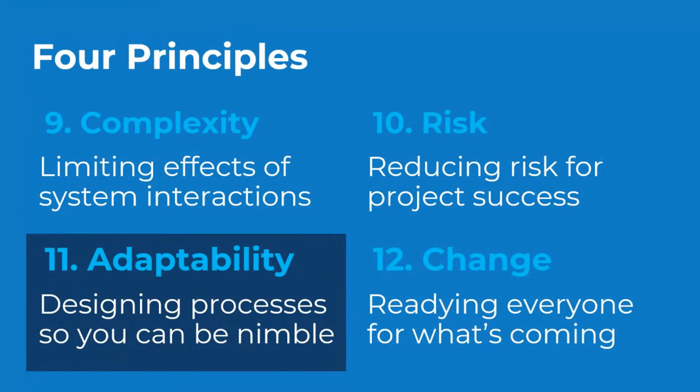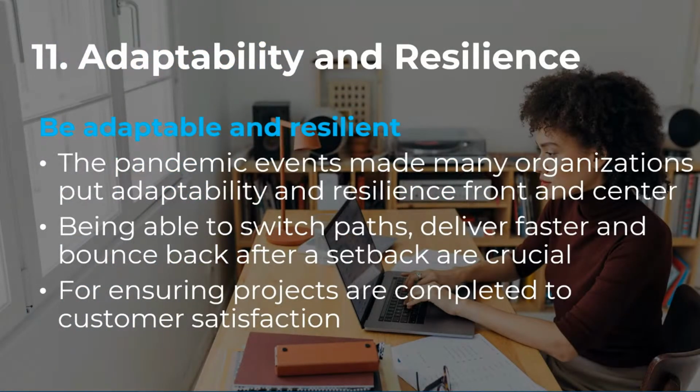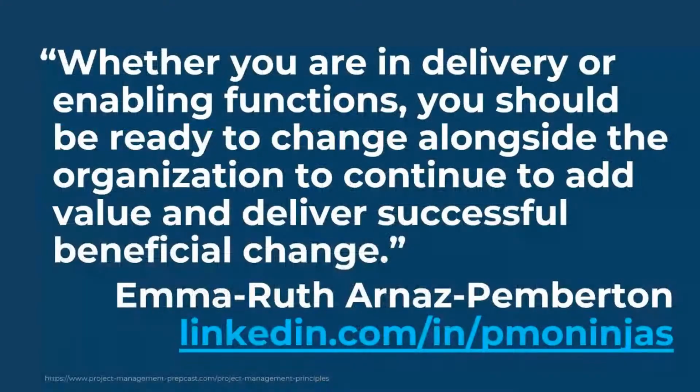All right, we are moving on to principle number 11, adaptability. This is all about designing processes so that you can be nimble, so that you can be agile. If you look at the pandemic, ever since 2020, many organizations put adaptability and resilience front and center, and for project teams being able to switch paths, deliver faster, bounce back after a setback. This is crucial for ensuring that projects are completed to the customer's satisfaction. All right, so being adaptable, being resilient. This is a big tenet, obviously, of agile project management, but now it is at the forefront of everybody's thinking.